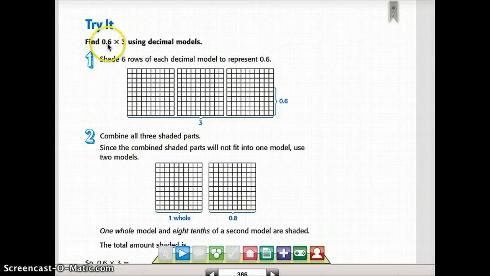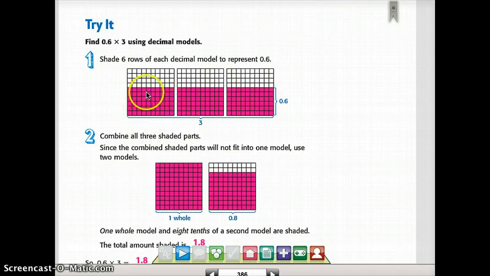This is 6/10 times 3. Once again, first we're going to get out 3 wholes, which are our base 10 blocks that we used to call the hundreds blocks, but we're going to call them just one whole. So here's a whole, here's a whole, and here's a whole. So we have 3 wholes. And we need to shade 6/10 on each of these. That's why they drew this line over here, because you're going to shade 6/10 on each. So if I fill that in, here's 6/10, 6/10, and 6/10.